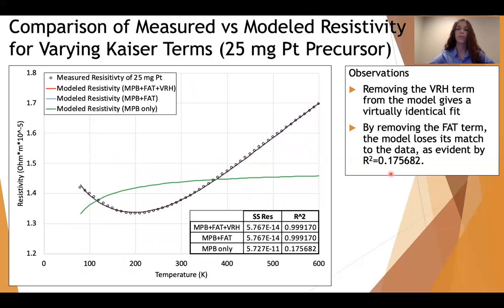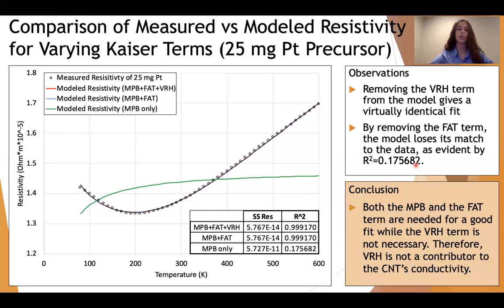These results are confirmed by being repeated for all three samples, including the 25 milligram precursor sample. By removing VRH, the model continues to have a good fit to the data. However, by removing the FAT term, the model loses its match, as evident by such a low R-squared value.